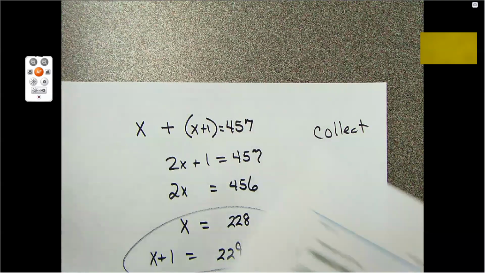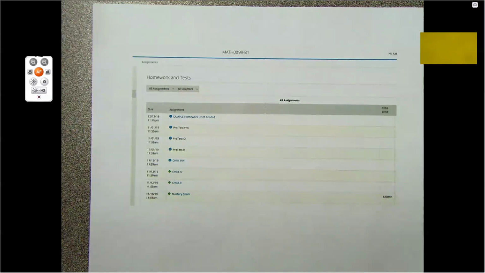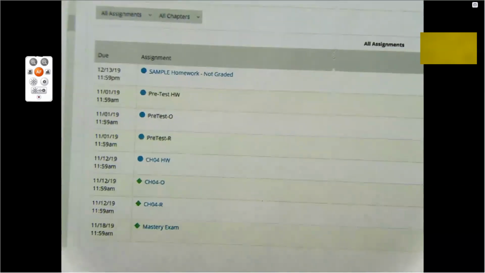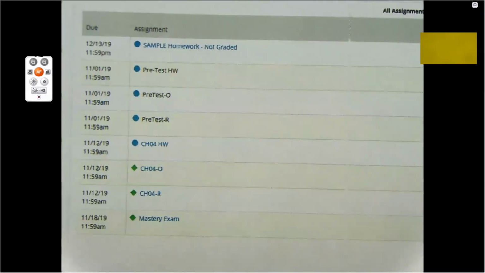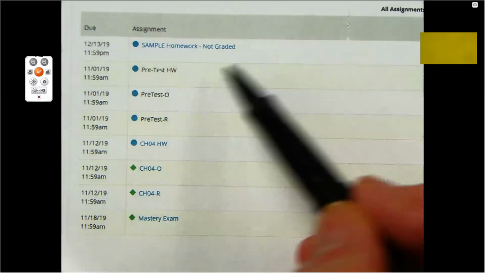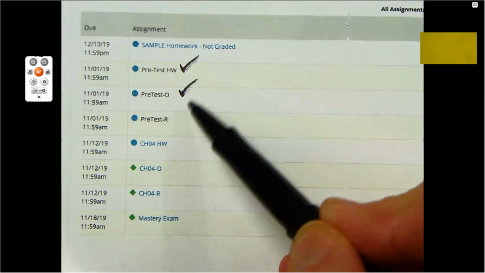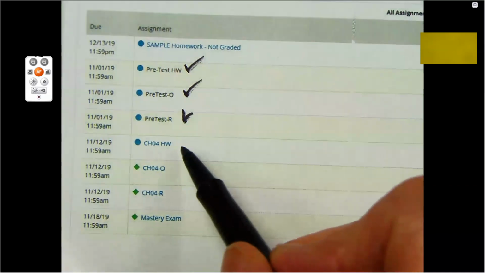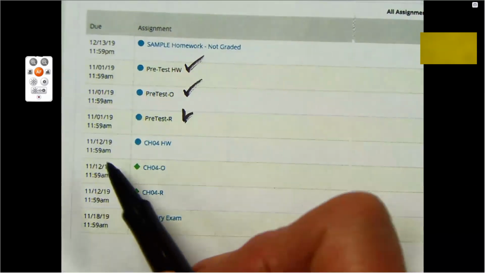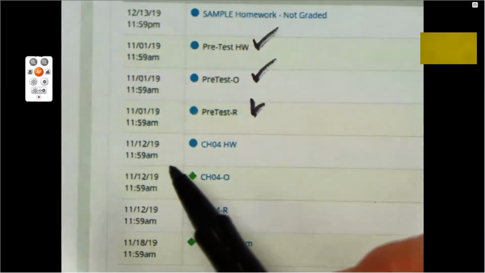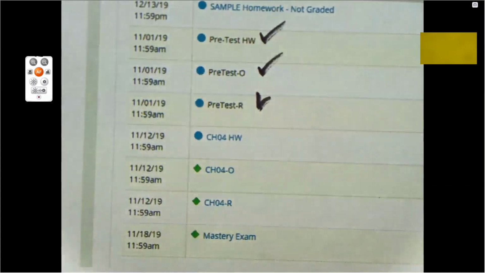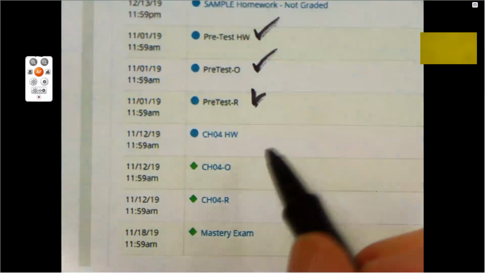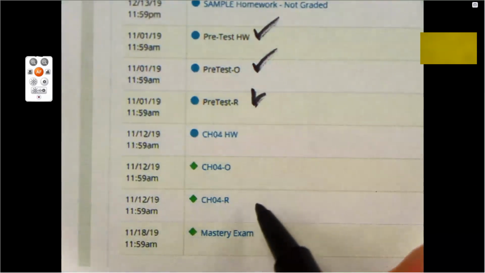Okay, at my math lab, pretest, original retake, and homework are done. Chapter 4, you're working on your homework. It's due on the 12th at noon. Due on the 12th at noon. And your chapter 4 original retake tests are due as you need. The original is taken by everyone.